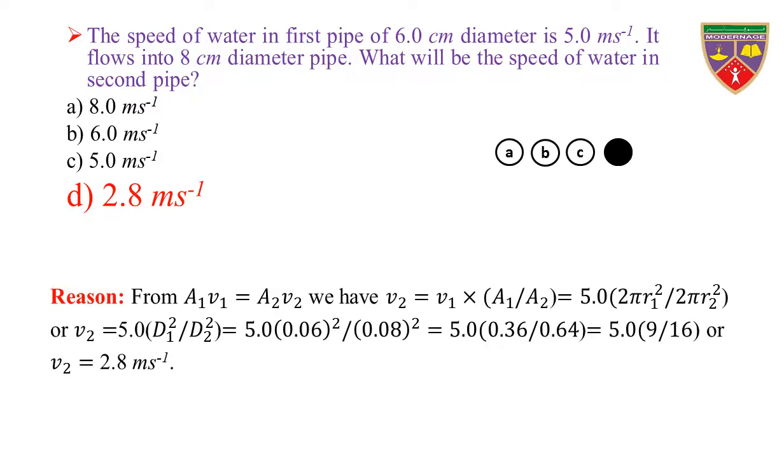Reason: from the equation of continuity A1 V1 is equal to A2 V2, we have V2 is equal to V1 into A1 divided by A2, which is equal to 5.0 into pi R1 square divided by pi R2 square. So V2 is equal to 5.0 into D1 square divided by D2 square, which is equal to 5.0 into 0.06 whole square divided by 0.08 whole square, which is equal to 5.0 into 0.36 divided by 0.64, which is equal to 5.0 into 9 by 16, or V2 is equal to 2.8 meter per second. Hence, the speed of water in the second pipe is 2.8 meter per second.